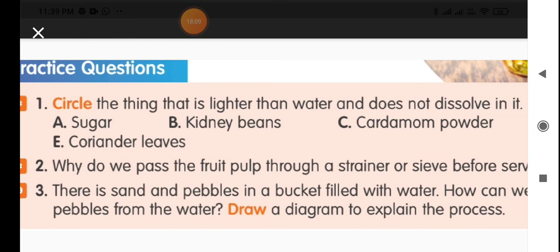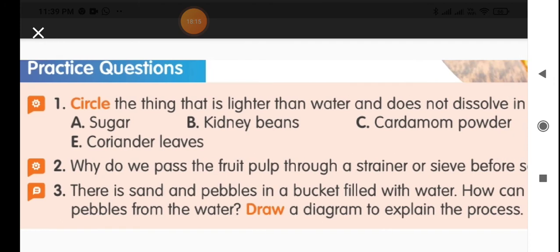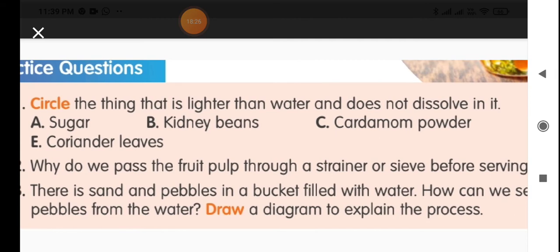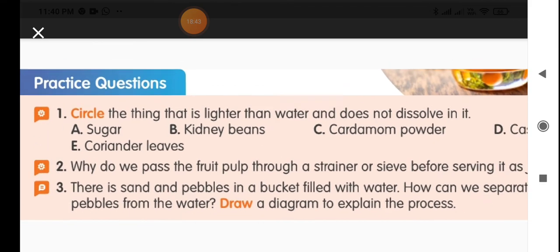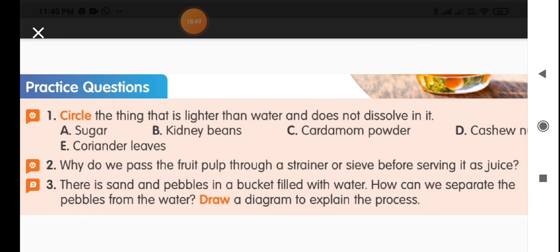There is sand and pebbles in a bucket filled with water. How can we separate the pebbles from the water? Draw a diagram to explain the process. So, anyhow, the pebbles will be at the bottom of the bucket. They will form a layer like sediments by the sedimentation process. And for separation, you can do decantation. Slowly you pour into another beaker, then these pebbles and sand can be removed from the water. So you can draw here the sedimentation and the decantation process.